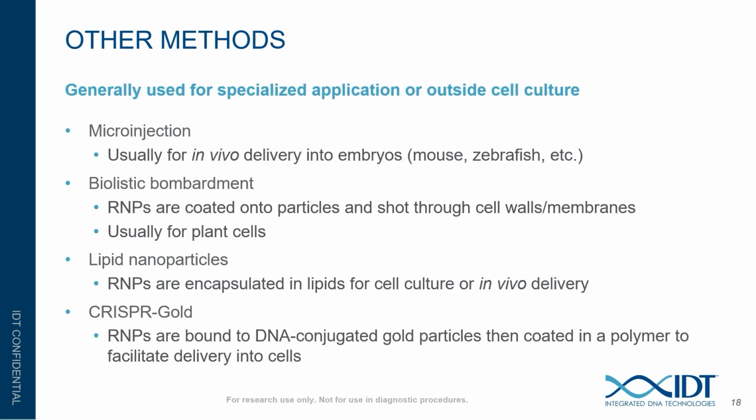Other methods are used for different applications, including microinjection for in vivo delivery into embryos, ballistic bombardment in which the RNP are coated onto particles and shot through the cell walls, lipid nanoparticles in which RNP are encapsulated in lipids for cell culture or in vivo delivery, and CRISPR-Gold, in which the RNP are bound to DNA-conjugated gold particles, then coated in a polymer to facilitate the delivery into the cells.